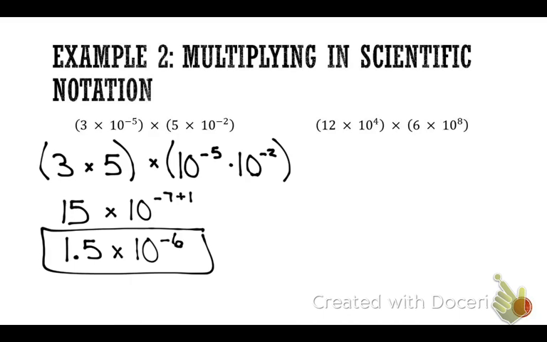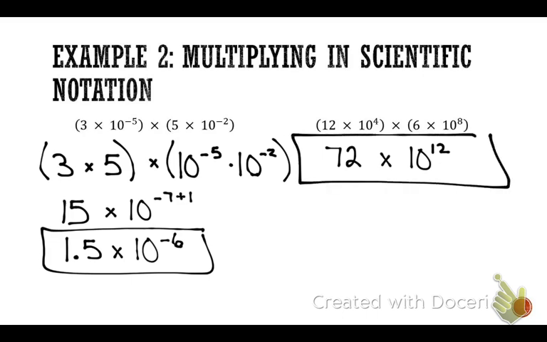Just walking around, I think everybody's doing okay on the second one. Let's go ahead and go over it. All right, so again, we're going to group 12 times 6 together, which is 72. And then 10 to the 4th times 10 to the 8th is what? 10 to the 12th power.